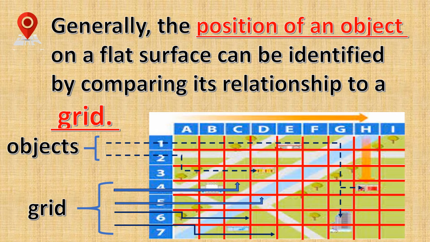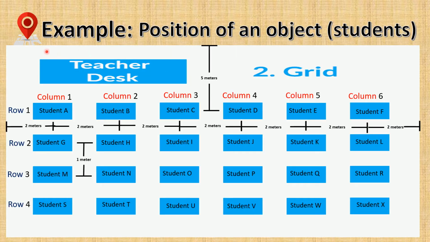Next, this building here can be found in column letter H and row number 4. So the position of this object is H4. How about this building here? The position of this building is column letter D, row 3. So the position of this building is D3. These are some examples of how you can determine the position of an object based on the grid.